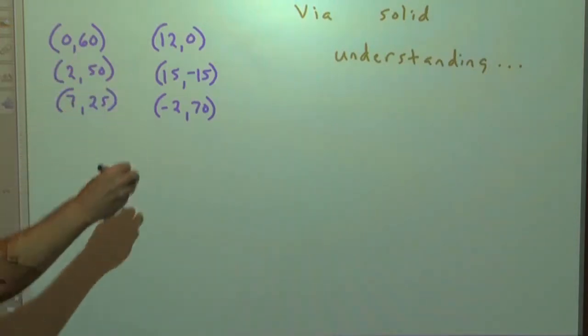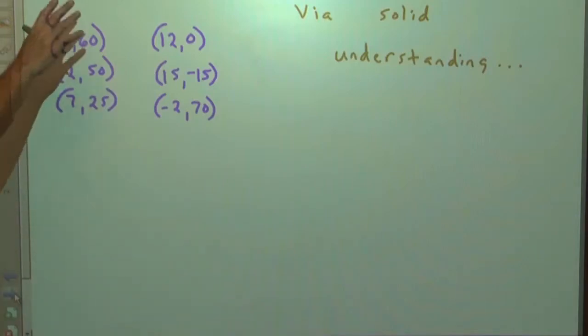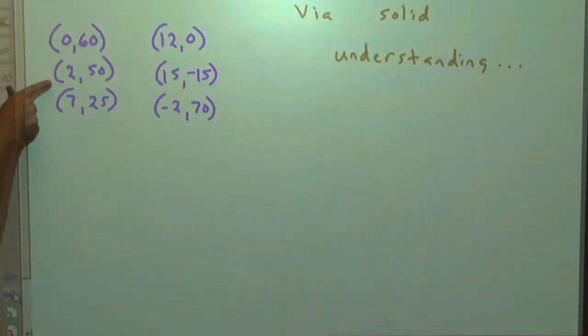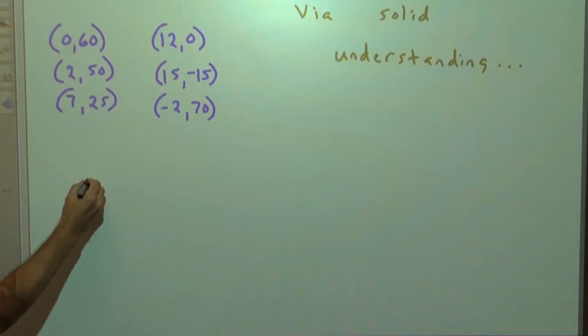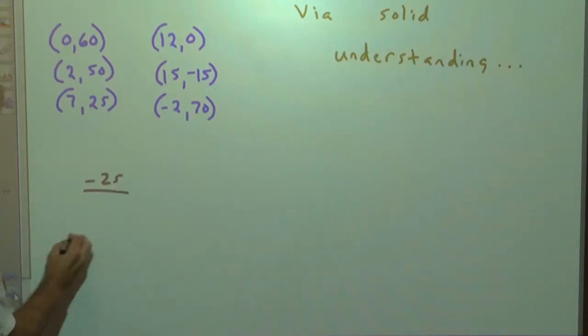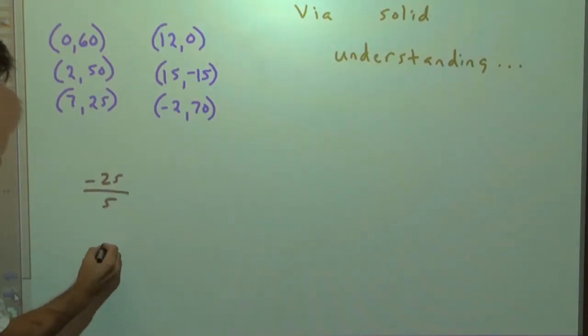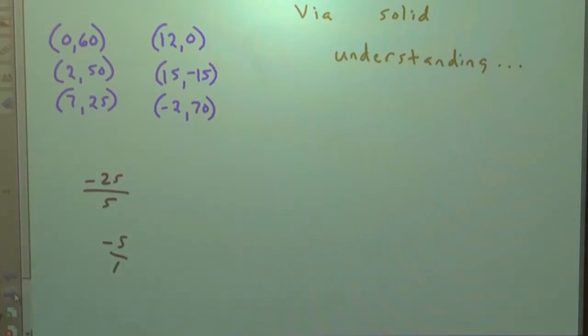I won't take the time to write down y2 minus y1. I just kind of look at it right here. Same thing, going up by 5, going down by 25. So I say, oh, y is going down by 25, x is going up by 5. So I simplify that to negative 5 over 1.